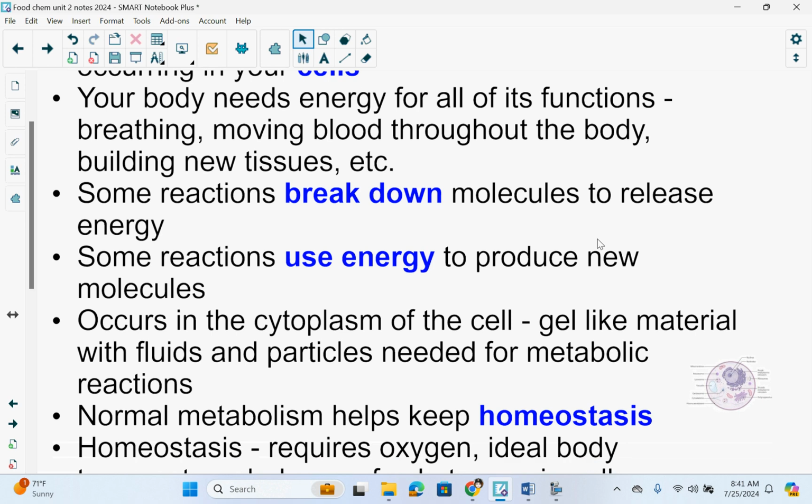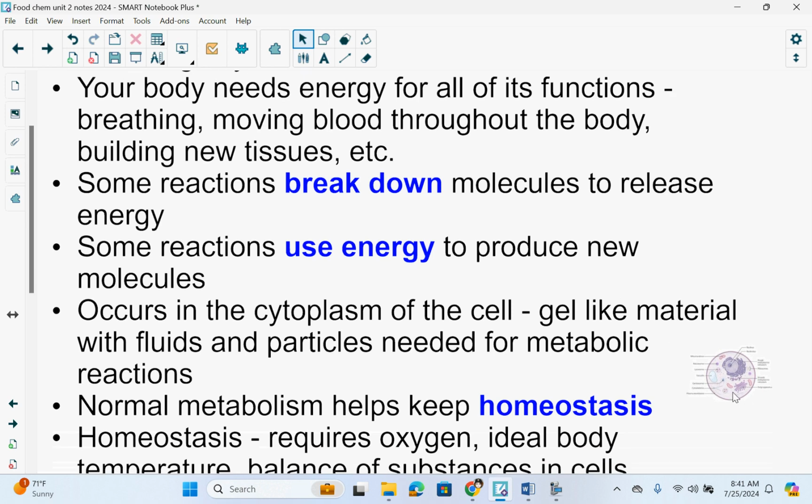This occurs in the cytoplasm of the cell. This is this gel-like material, right? With fluids and particles needed for metabolic reactions.